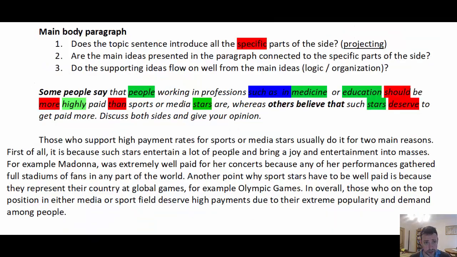Okay, so we had a look at the introduction. Now we're going to look at the first main body paragraph, which will discuss one of the sides. Here are three questions to think about as we're doing this. Does the topic sentence introduce all the specific parts of the sides, projecting them as a discussion? What do I mean by all the specific parts of the side?